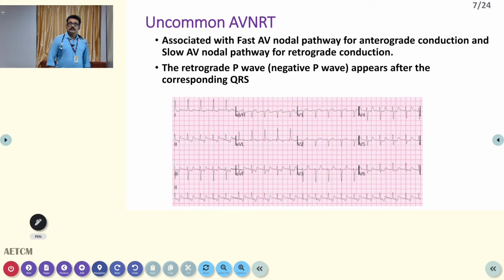Associated with a fast AV nodal pathway for anterograde conduction and a slow AV nodal pathway for retrograde conduction. Retrograde P waves, or negative P waves, appear after the corresponding QRS. That means normally when the conduction happens like this, you are not seeing a P wave, but sometimes when it goes like this, you can get a QRS complex and you may get a small P wave after the QRS complex. That is not very usual.